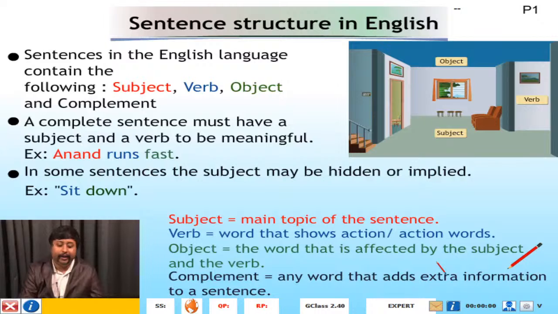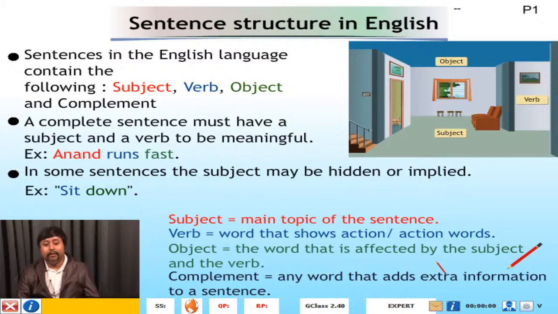Right? Then we have a complete sentence must have a subject and a verb to be meaningful. So প্ৰথম rule কি হল, a complete sentence must have a subject and a verb to be meaningful. So subject or verb নহ'লে কোনো sentence meaningful নহয়. Say example is what? Anand runs fast. So you need to have that subject and the verb.